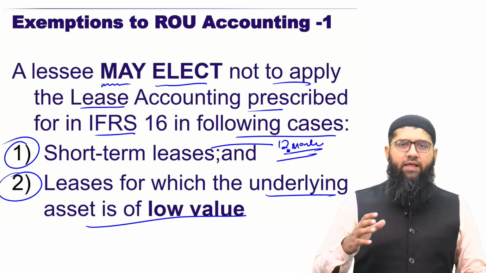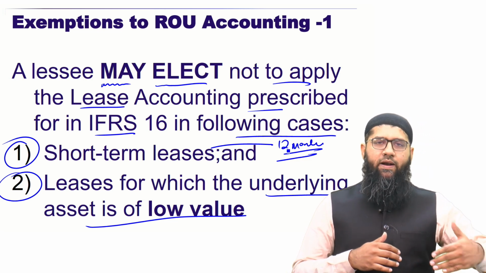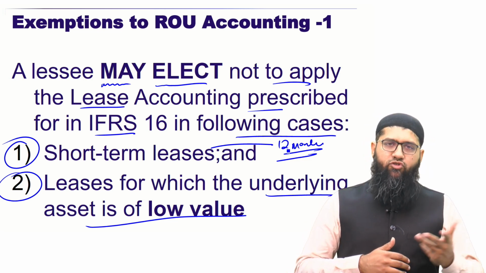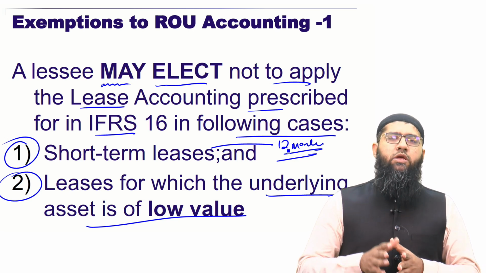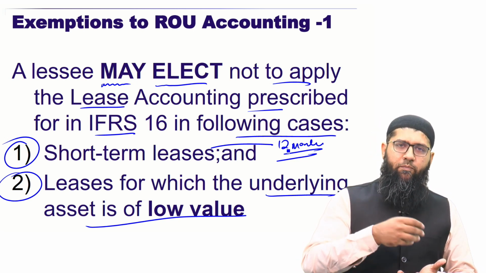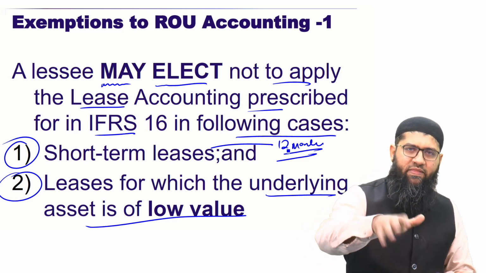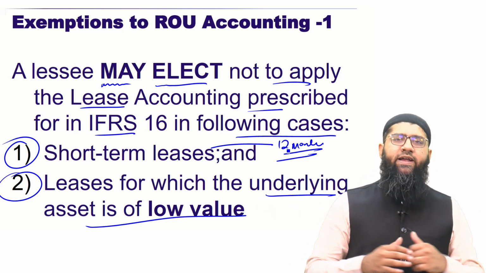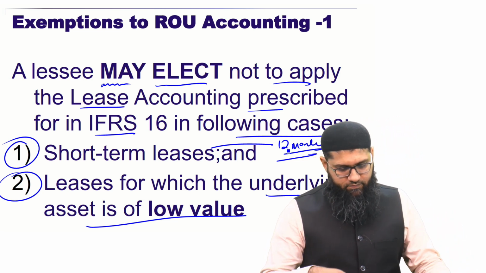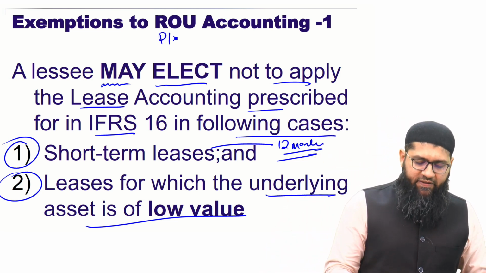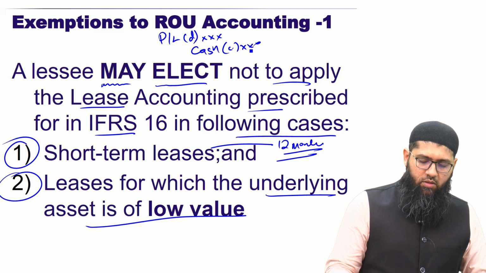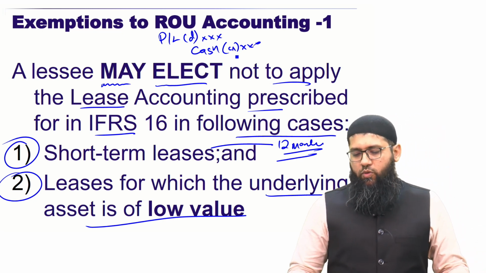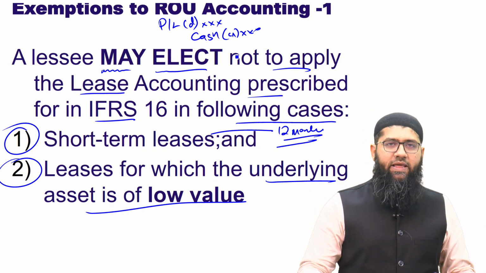So what happens is that as an entity, if you could identify that the lease that you have entered into is a short-term lease, or the lease that you have entered into is of a low value item, then as an entity you could simply write off the rentals as an expense in the P&L. No right of use of the asset needed. So simply you're going to say P&L debit, cash credit.